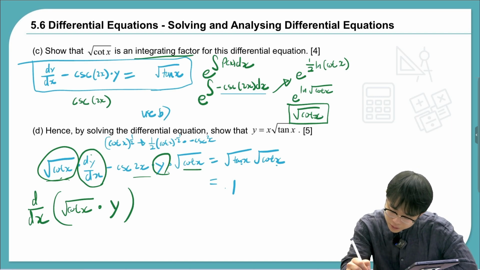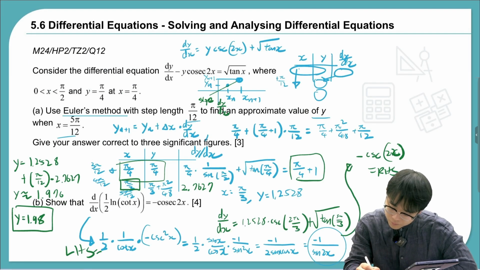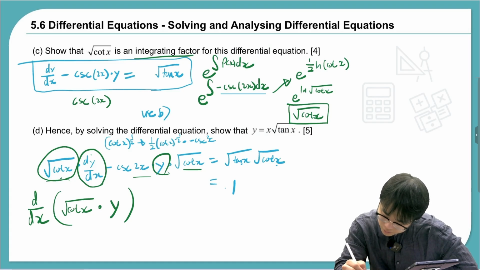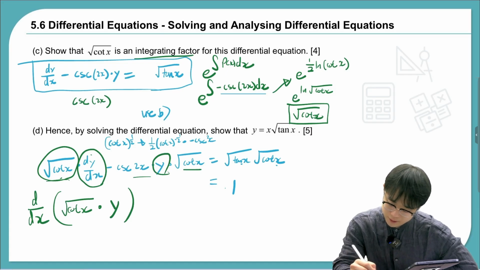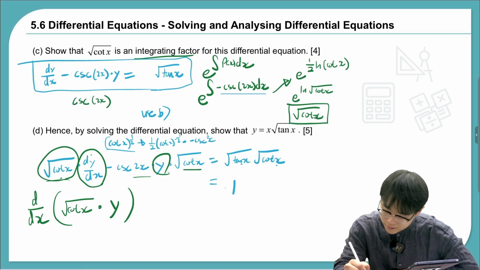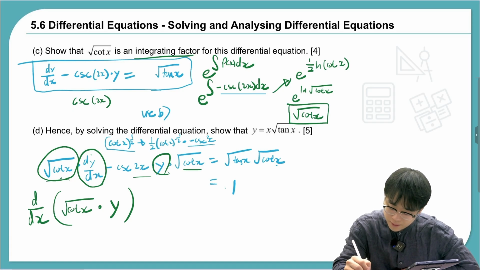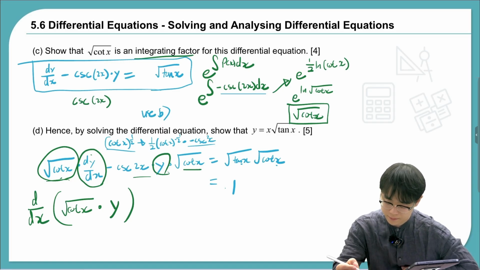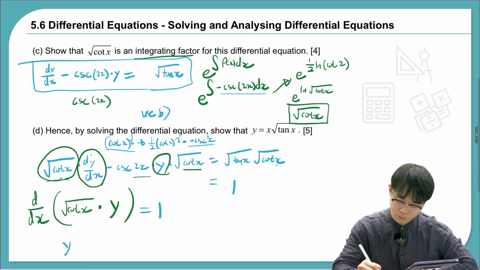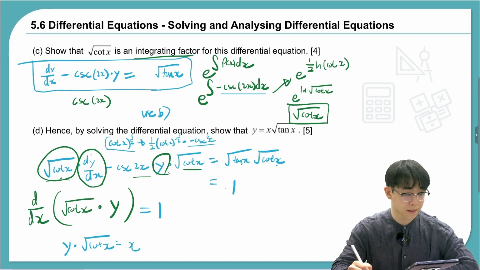So if you're trying to differentiate one half here, if you're trying to just differentiate cotangent x square root of that, that would give us this right here, and it would simplify into negative cosecant 2x. Okay. So that would be equal to 1, and that means y times square root of cotangent x is going to equal x plus c.